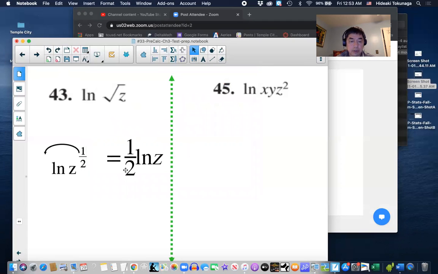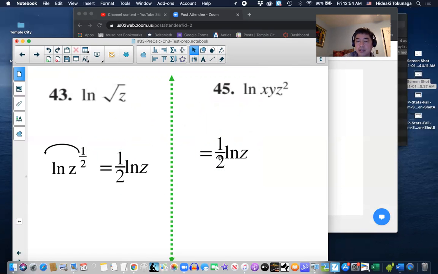This is exponent. Okay. Right, next question, 45. Now it's again multiplication: x times y times z squared. The square goes only to z squared. So you really have to write down this one, if it's multiplication, as addition.